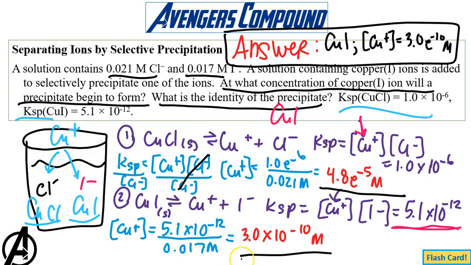So now we can write our answer. Okay, what's the identity of the precipitate? Meaning, what's going to be the first precipitate formed? That's CuI. What is the concentration of copper ion at which a precipitate begins to form? Meaning, what's the least amount of copper I can use before I see precipitate? And that is 3.0 times 10 to the negative 10 molar.